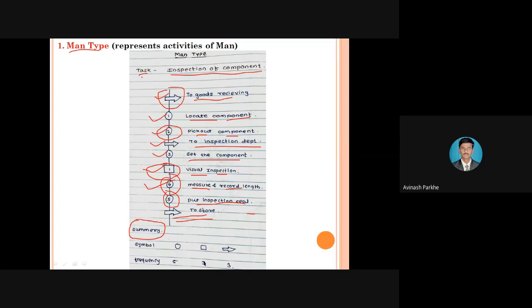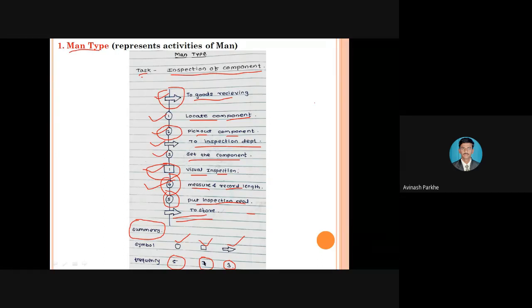At the bottom side the summary is represented. So the first one is an operation, the second one is an inspection, and the third one is a transportation. How many operations are performed by the man? That is 5 operations are performed on that particular job. How many times will inspection take place? Only one time inspection will take place. How many times is the man moved from one place to another place? That is 3 times he has to move from one place to another place.